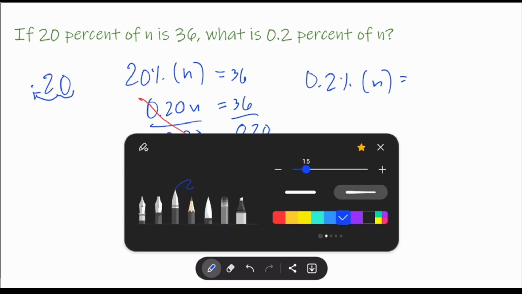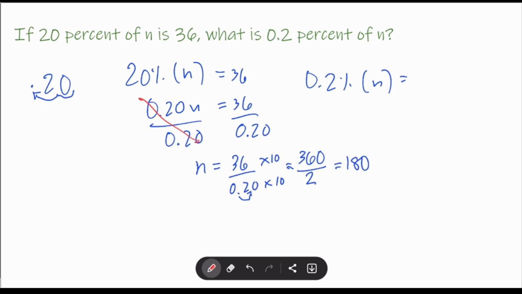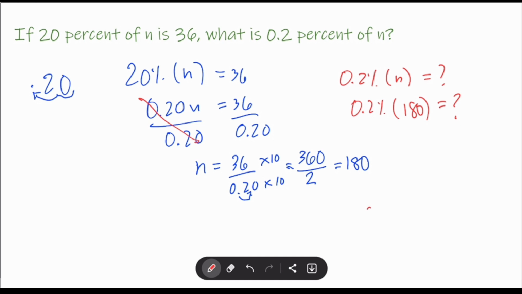So I'm going to use another color for this. So 0.2% of n is what? So 0.2% of 180 is what? 0.2% in decimal: although 0.2 is already a decimal, it has a percent symbol. It says percent, so we need to change it to decimal. So we move twice, so we're going to add a 0 here. This is equivalent to 0.002 times 180. All right, so how do you multiply this? Let us calculate 180 times 0.002.